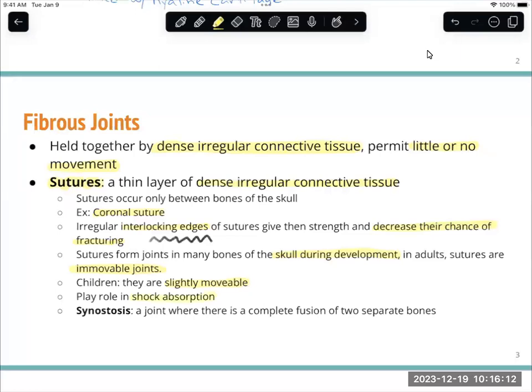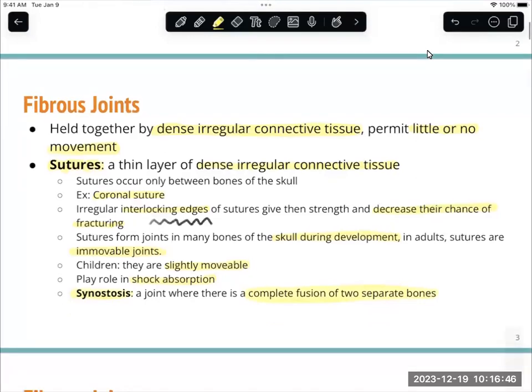So say a soccer player takes their head and hits the ball. Those sutures and those bones of that skull are absorbing the shock so it doesn't go down and damage the brain. A synostosis is when we have complete fusion of two bones. We have this happen in our body. We have synostosis, but they fit under that suture category.